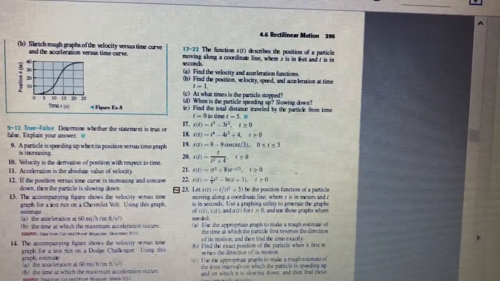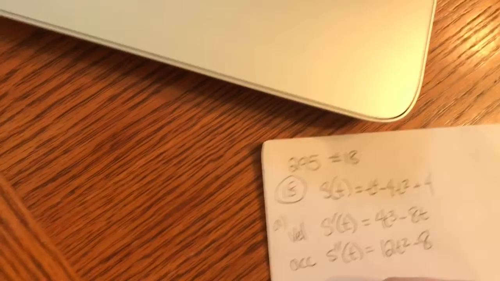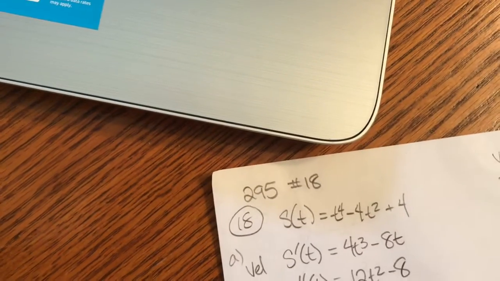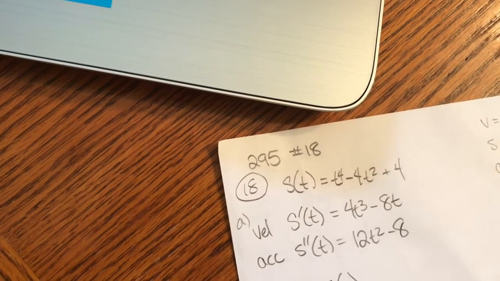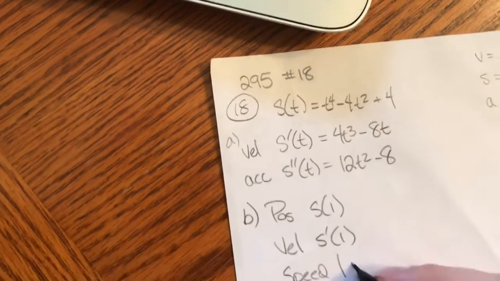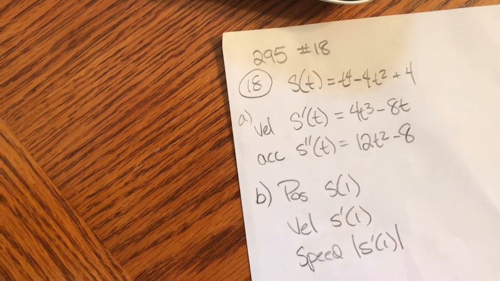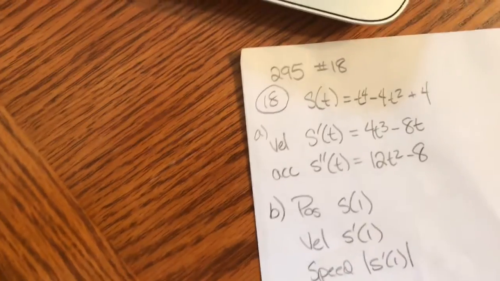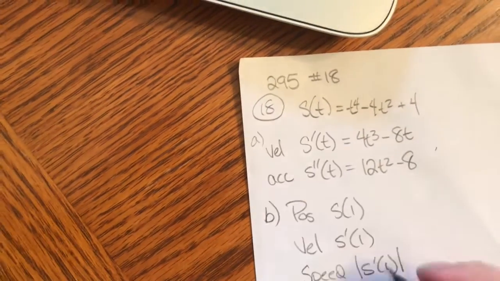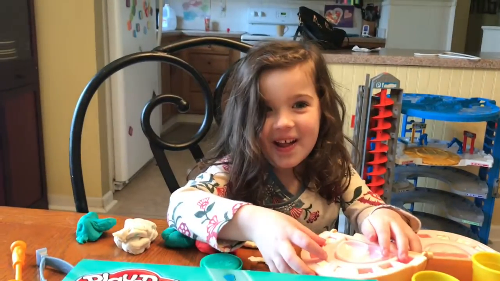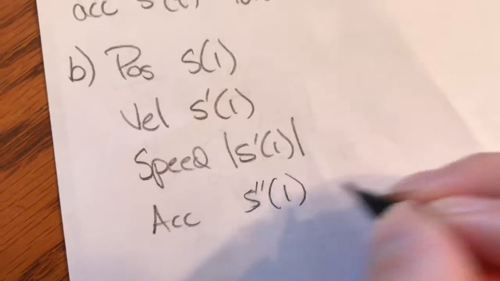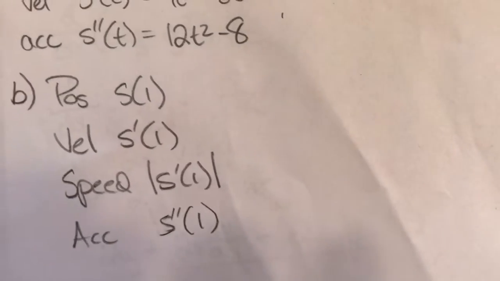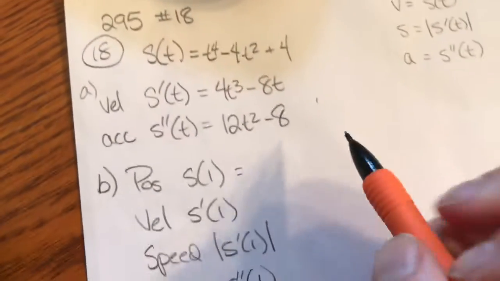The position, velocity, speed, and acceleration at t equals 1. Position is going to be s of 1. Velocity is going to be s prime of 1. Speed is going to be the absolute value of s prime of 1. And acceleration is going to be no absolute value, s double prime of 1. So position is s of 1, which means I use the original function.